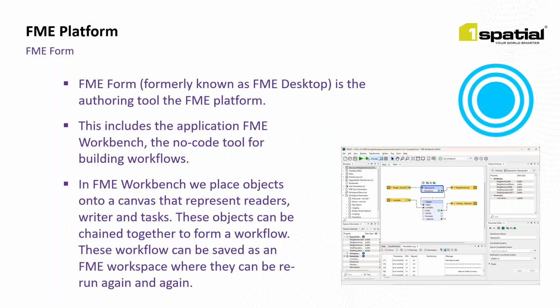So FME is made up of three main elements, including FME Form and FME Flow. FME Form, formerly known as FME Desktop, is the authoring tool for the FME platform. This includes the application FME Workbench, the no-code tool for building workflows, and the FME Data Inspector for viewing and reviewing data. In FME Workbench, we place objects onto the canvas that represent readers, writers, and tasks. These objects can then be chained together to form a workflow. These workflows can then be saved as an FME workspace where they can be rerun again and again and again.